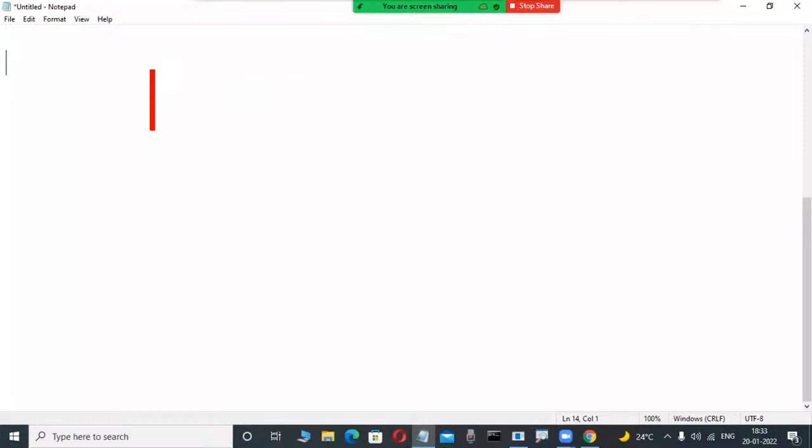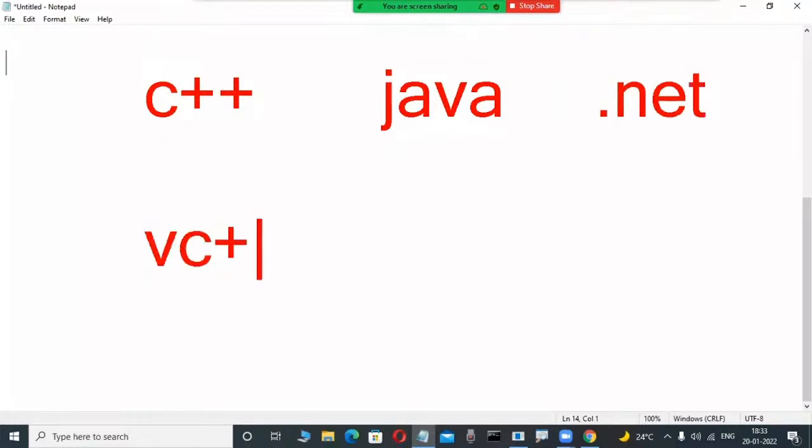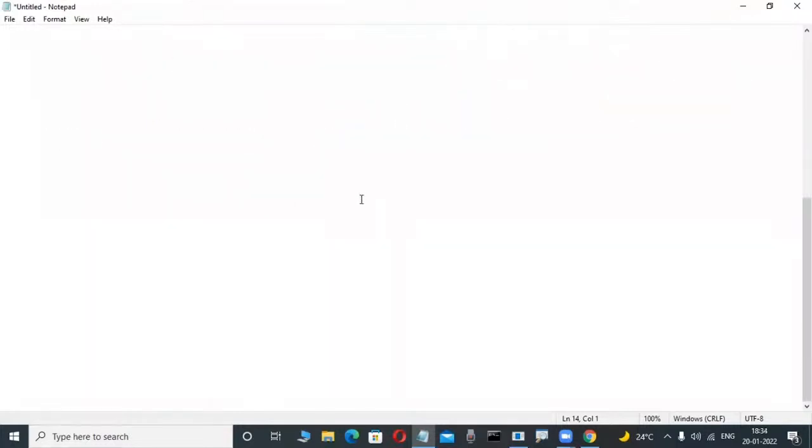What are the object-oriented languages worldwide? C++ is an object-oriented language. Java is a popular object-oriented language. C# .NET is an object-oriented language. VC++ is an object-oriented language. That's why there are so many object-oriented languages. Suppose I take two languages today as an example, with the same concepts. Then we observe whether they are different or the same.